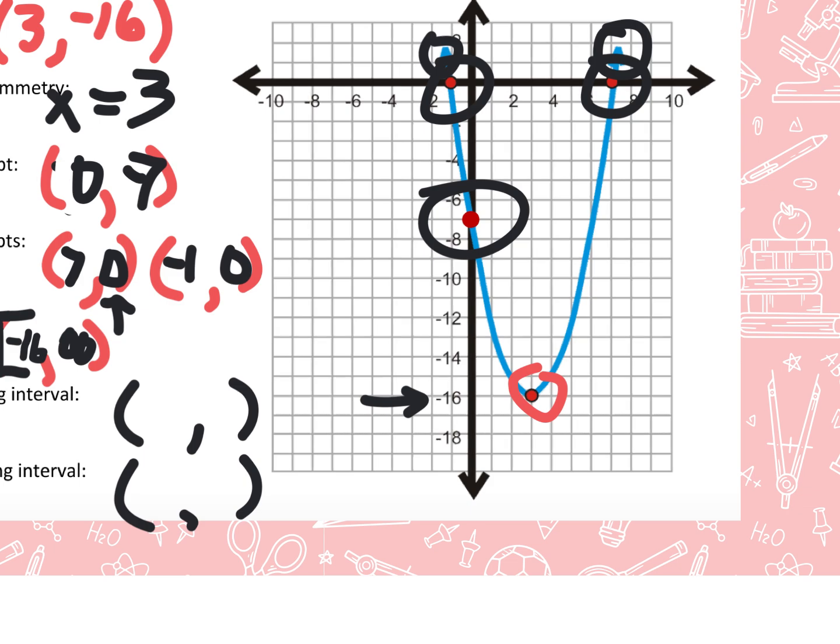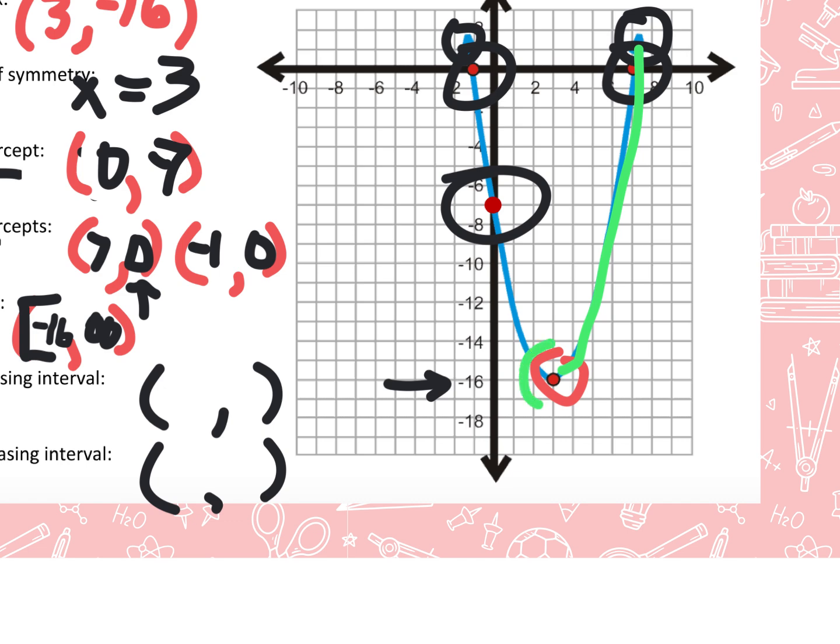Increasing interval, that's this part right here. That's where it's increasing. You always say x values. So this one's x value. It's very tempting to use this. That's not the x value, that's the y value. X value was 3 to infinity. That's where it's increasing.